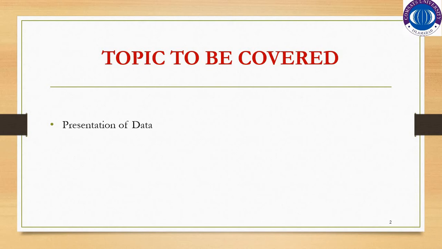As we have studied in the previous part, statistics is an art or science used for the collection, presentation, analysis and interpretation of numerical data. We have learned that there are two types of data, primary data and secondary data. Now, the second step or second stage is presentation of data.